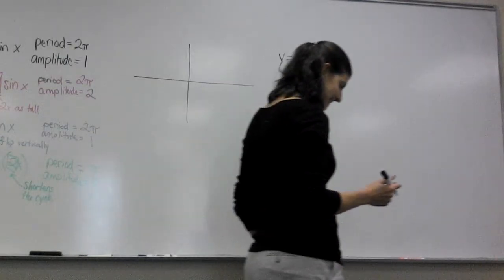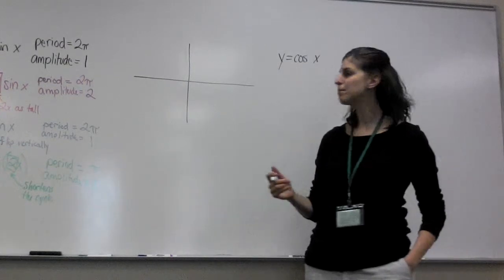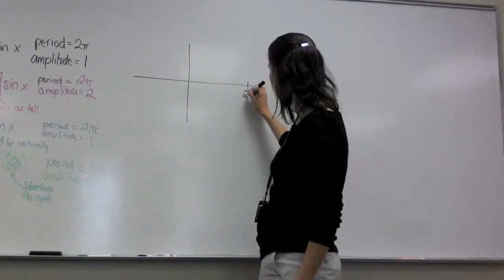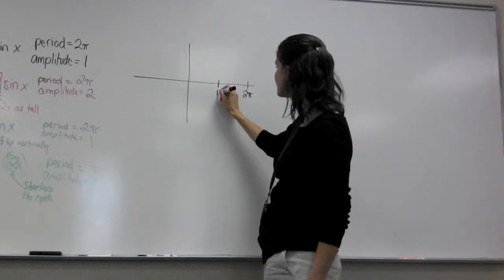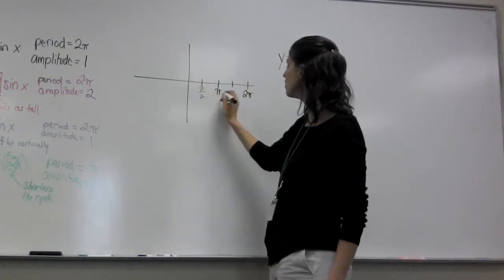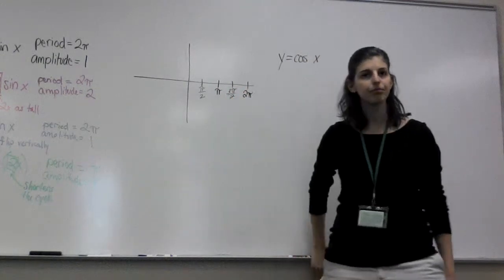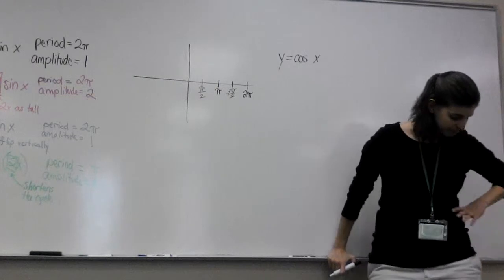Period? What did I hear about 2 pi? That's the period. Okay, so I should probably still go out to 2 pi on my x-axis horizontally, right? That's the cycle length. Pi over 2 intervals seem to make sense to be marked. What else do you know?